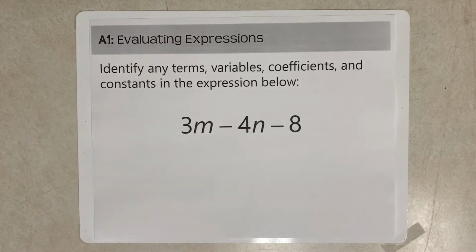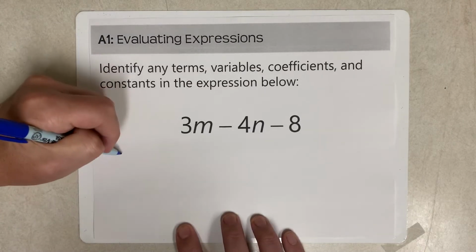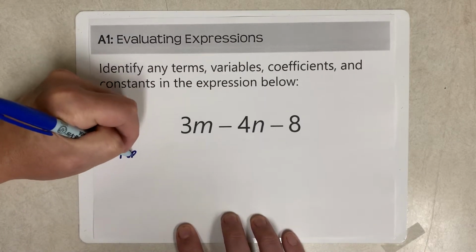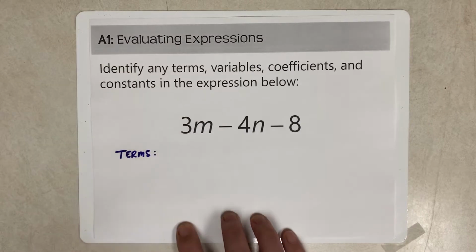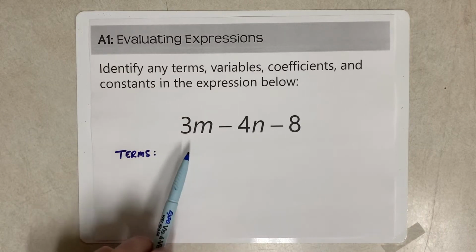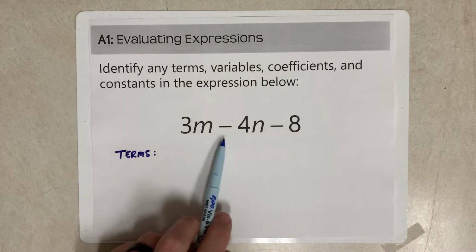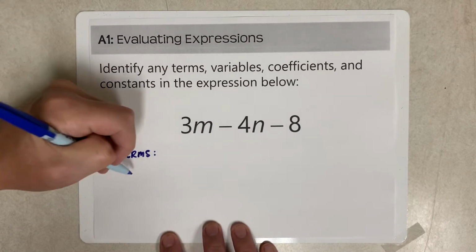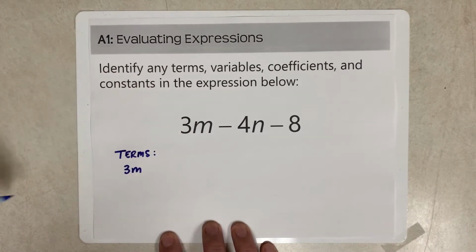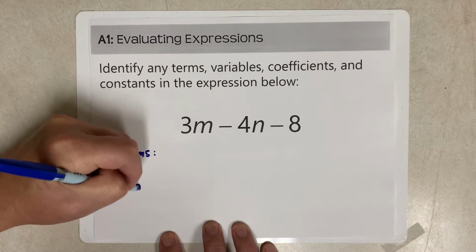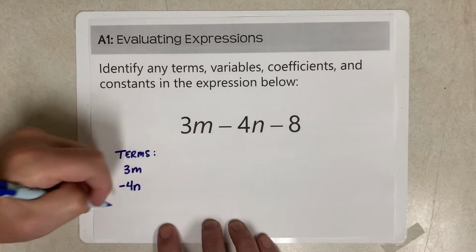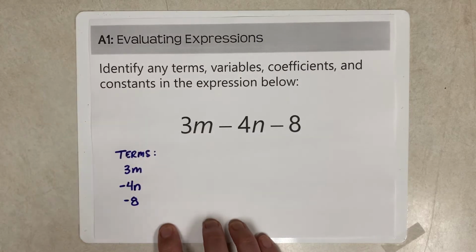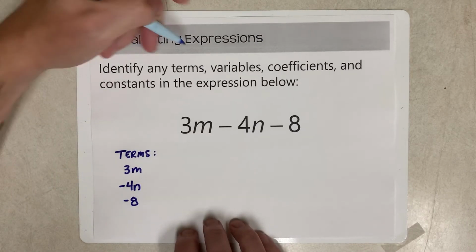So this one says, identify any terms, variables, coefficients, and constants in the expression below. So let's talk about terms. So what do you think the terms would be? So if I was to list the terms out, we have a 3m, a negative 4n because it's minus, and a negative 8 because it's minus. So if I list all the terms out, I would have to list 3m, negative 4n, and you have to have the sign in front, especially if it's negative, and then negative 8 would be your terms, okay? So we got that.